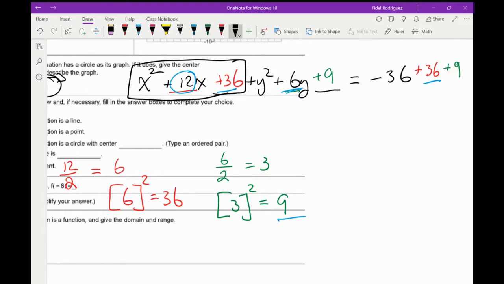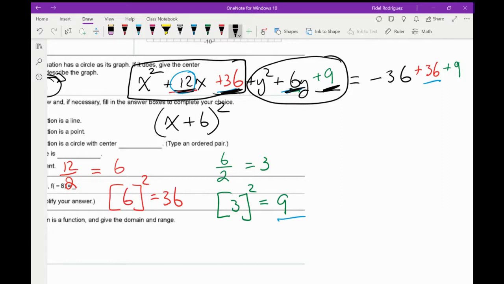And what I mean by factoring out nice and pretty is, remember, I'm looking for two numbers that multiply to 36 and add up to 12. Well, the two numbers that I know that multiply to 36 and add to 12 are 6 and 6. So I can write this as x plus 6 squared, because it's going to be the same factor twice. And I'm going to do the same thing over here. I'm going to factor this piece, and I'm looking for two numbers that multiply to 9 and add up to 6. So the two numbers that I know that multiply to 9 and add up to 6 are 3 and 3.